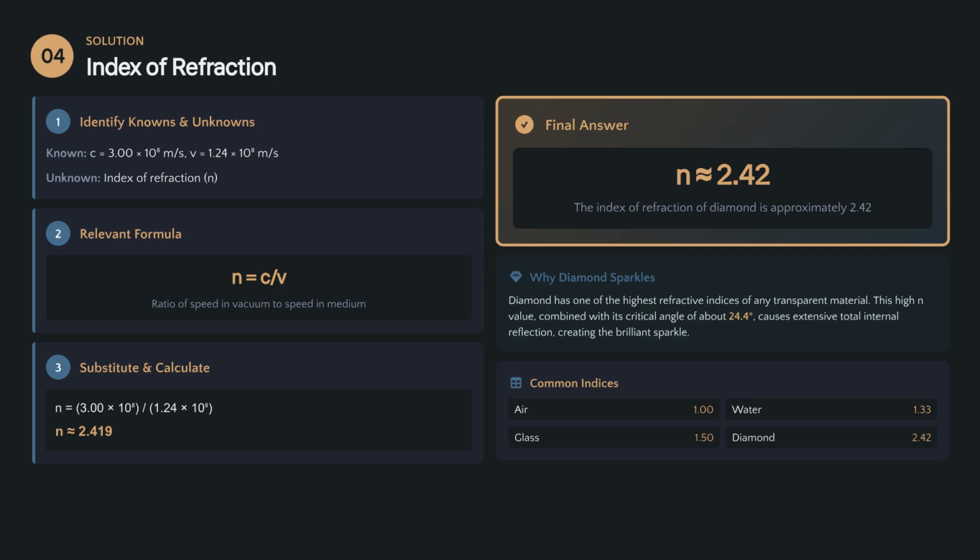Using the formula n equals c over v, we substitute the given values. n equals 3.00 times 10 to the power of 8 divided by 1.24 times 10 to the power of 8. The calculated index of refraction for diamond is approximately 2.42.